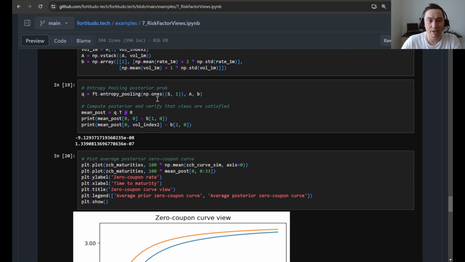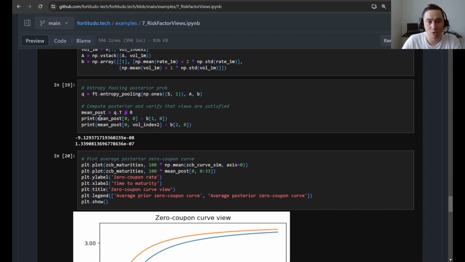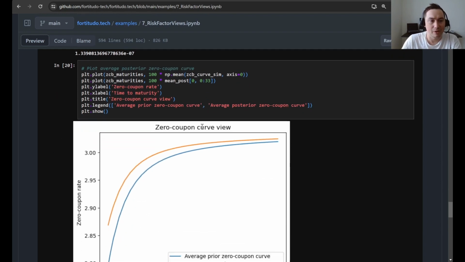and then finally we just input the things that we need to the entropy pooling function to compute the posterior distribution, and we just verify that it's calculated correctly according to the views here also. Okay, so in this case, of course, we could plot a posterior and prior zero coupon curve distribution, but in that case, I think it would be very hard for us to see the difference, and there will be many curves. But if you want, you can try to do something like that on your own.